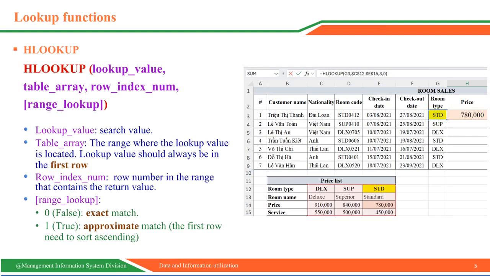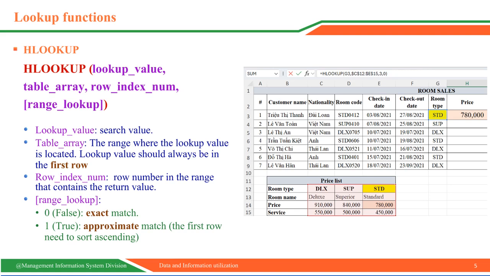HLOOKUP stands for horizontal lookup, which means looking up data horizontally in a table. It searches for a value in the first row of a table and then returns a value from another row below it. Lookup value, the value to search for, e.g., room type code, product code. Table array, the data range that contains the lookup table. Row index number, the row number in the table from which to return the value. Row 1 is the first row.